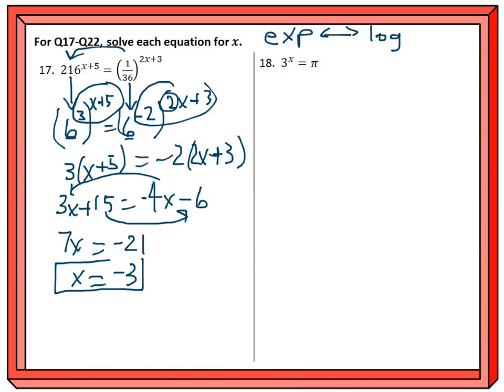That turned out to be nice and neat. Okay, and you know, it's not a bad idea to just stick this back into the original equation to test it out. I'll leave that up to you.